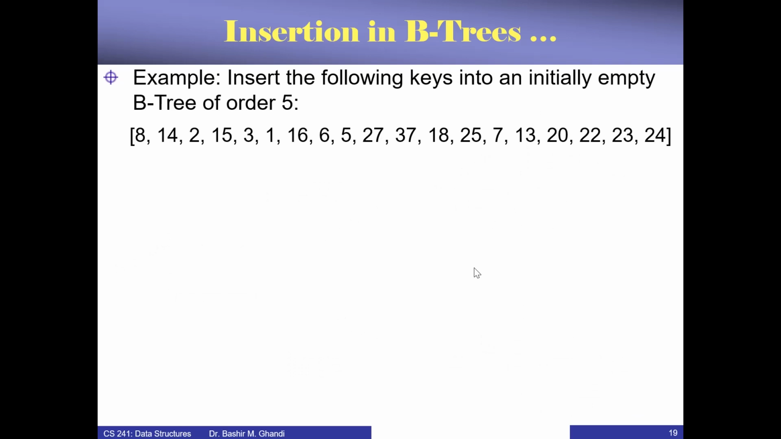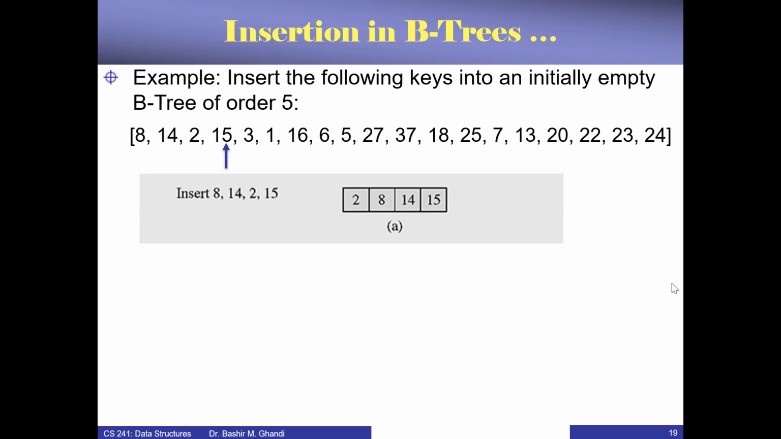What we are going to do next, to make sure this idea is really understood, is take one big example and try to follow it through to construct a complete B tree from scratch, inserting these numbers. So this is the example. It says insert the following keys into an initially empty B tree of order 5. Okay, and these are the numbers 8, 14, 2, and so on. So we're going to do it step by step.